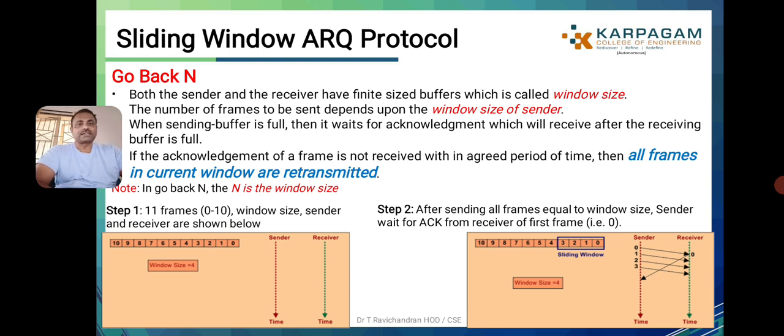So the window size assigned for the frames is 1 to 10, and the buffering size of the transmitting and receiving window is 4. First, the 4 frames, numbers 0, 1, 2, 3, are sent from the sender to the receiver. Then the sender waits for the 0th frame acknowledgement.